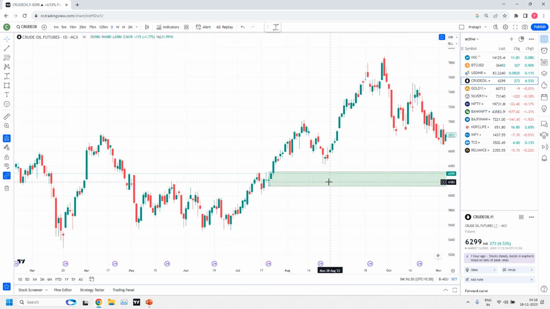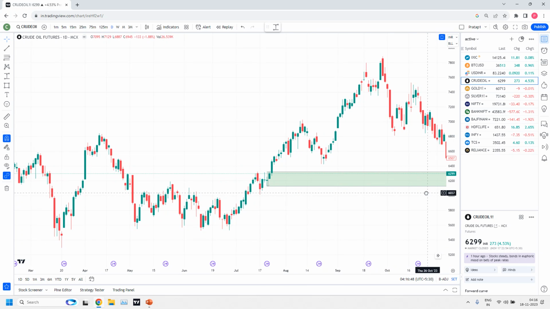Once prices enter into this zone, what does it mean? Already it consumed some of the institutional pending orders. In a fresh zone, institutional pending orders are not yet consumed. That is the meaning. Okay, now it is a fresh zone. After that, let us see what's happening.